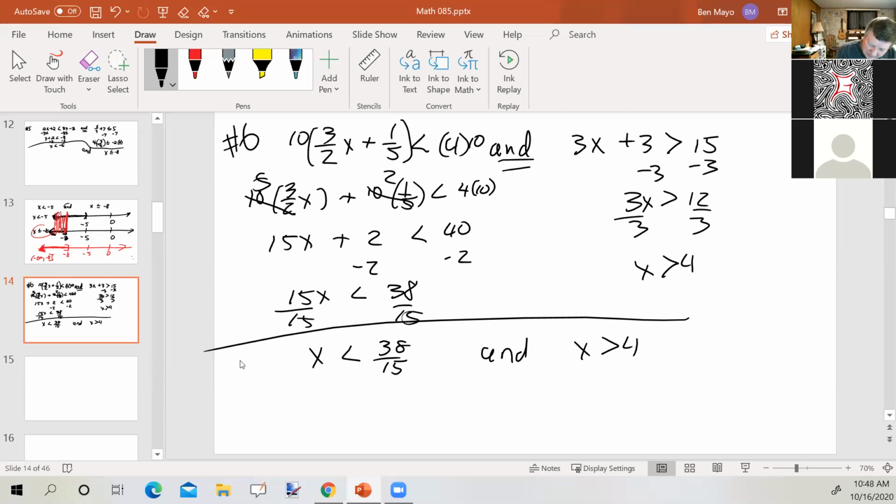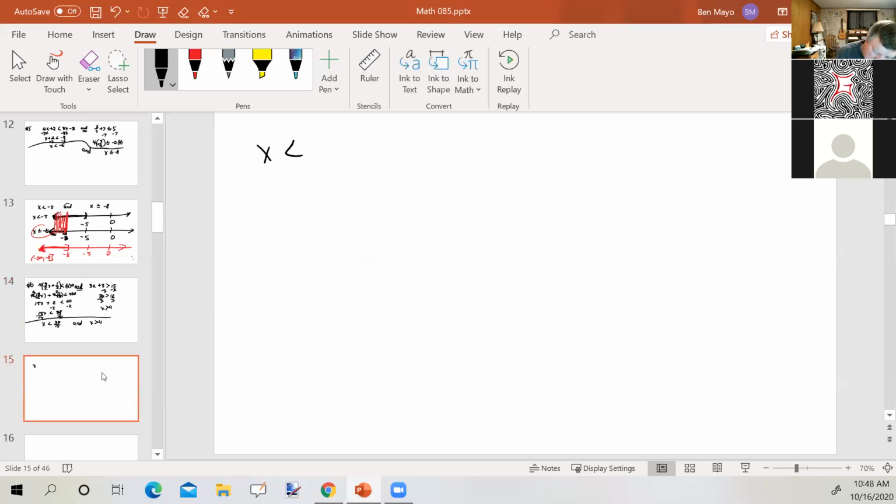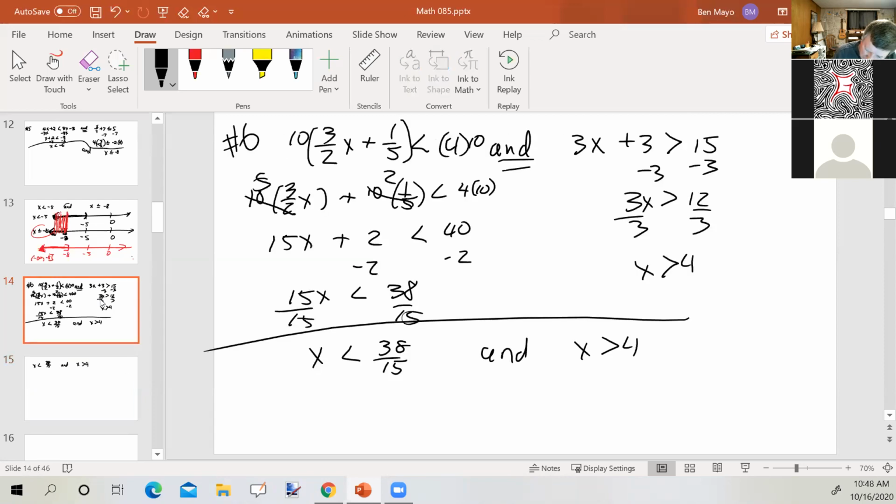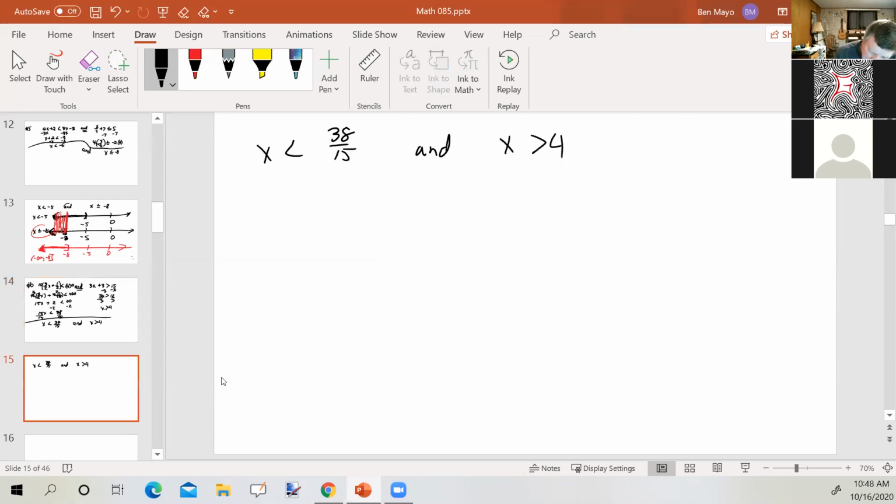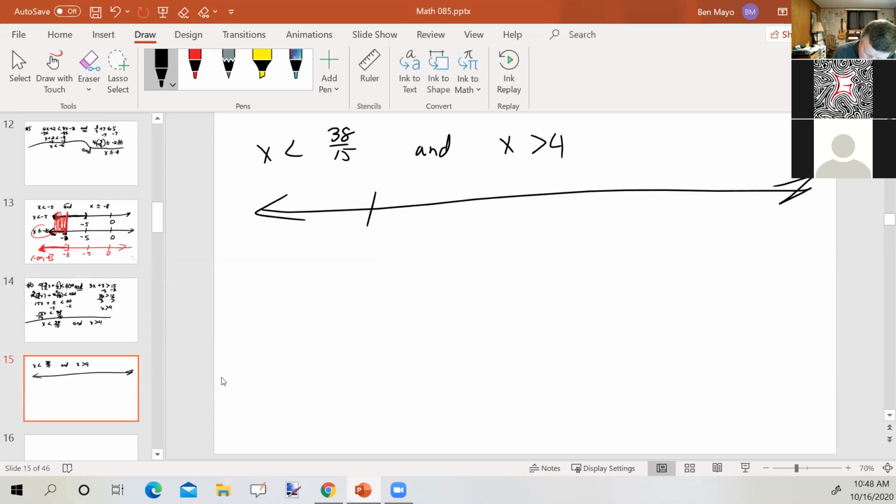And this is an and situation. So again, I'm going to recopy that on the next page. x less than 38/15 and x greater than 4. Okay, so 38/15 as a mixed number would be 3 8/15. No, 2 8/15. Excuse me. 1, 2, 3, 4. So 2 8/15 would be, we'll say approximately, somewhere around there. Okay, so that's going to be 38/15.